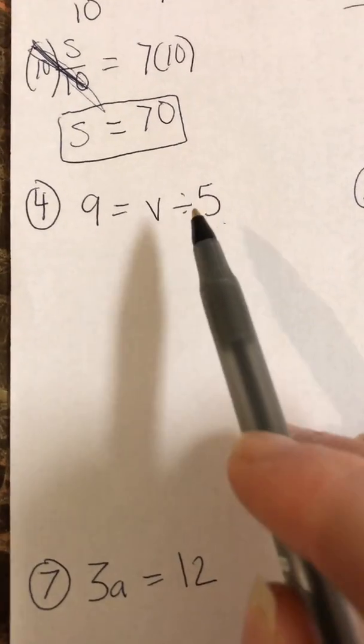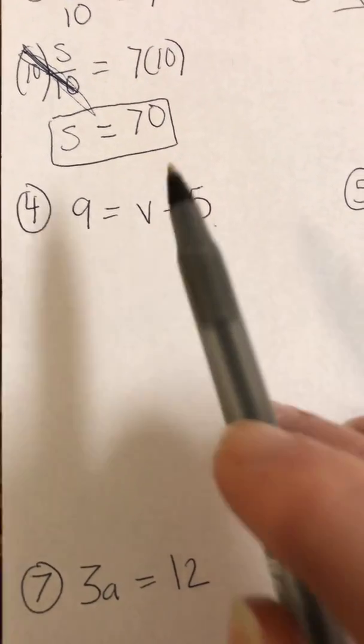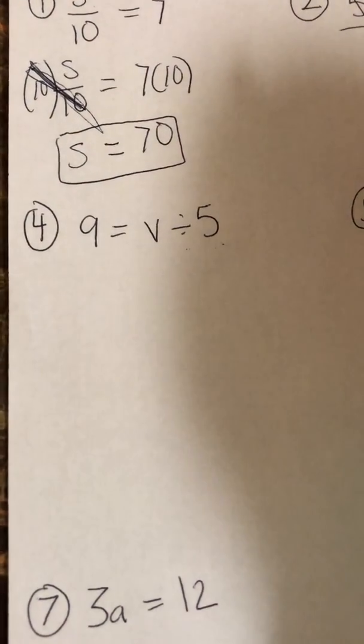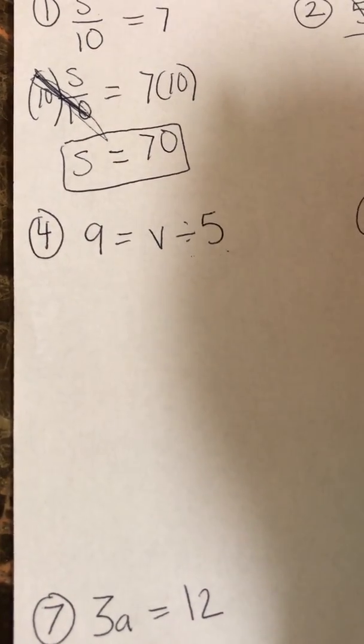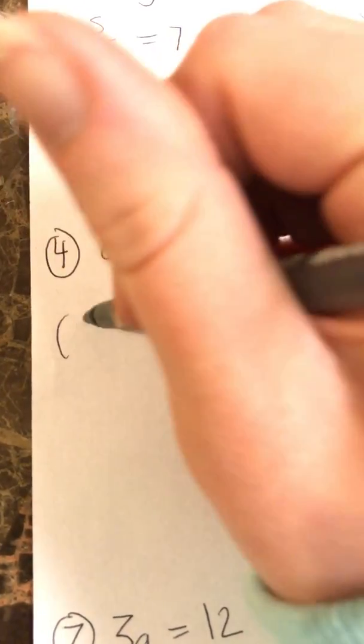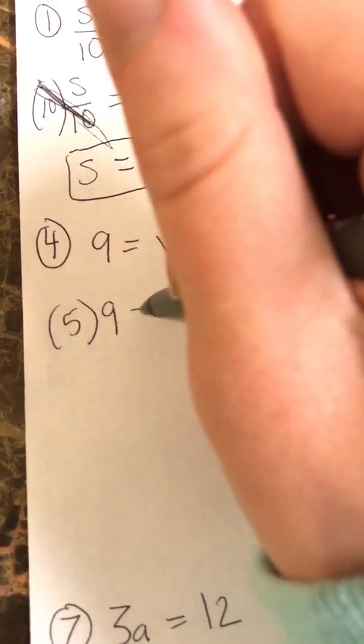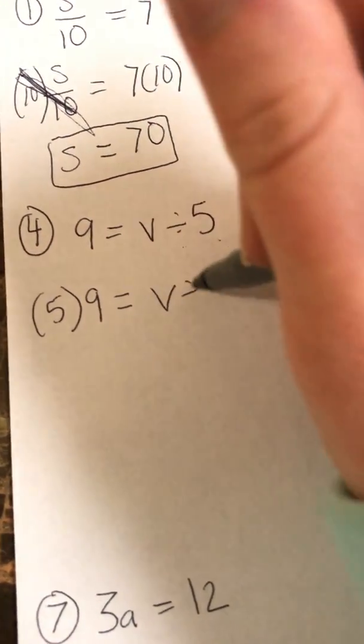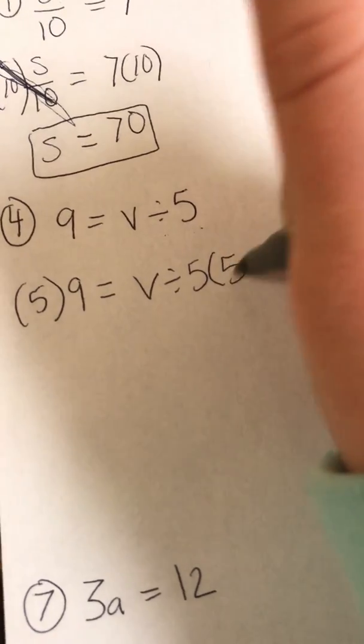This one was very easy to see. We definitely knew it was division. So the opposite of division is multiplication. So we're going to have to multiply both sides by 5. So I'm going to take my 5 times my 9 equals v divided by 5 times 5.